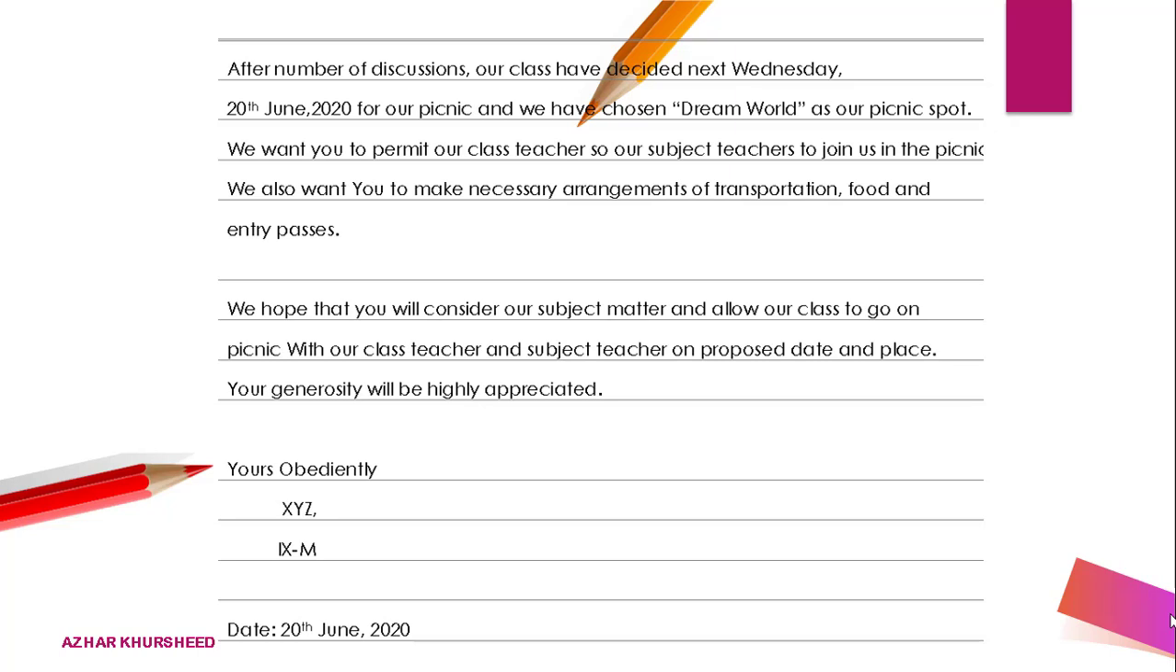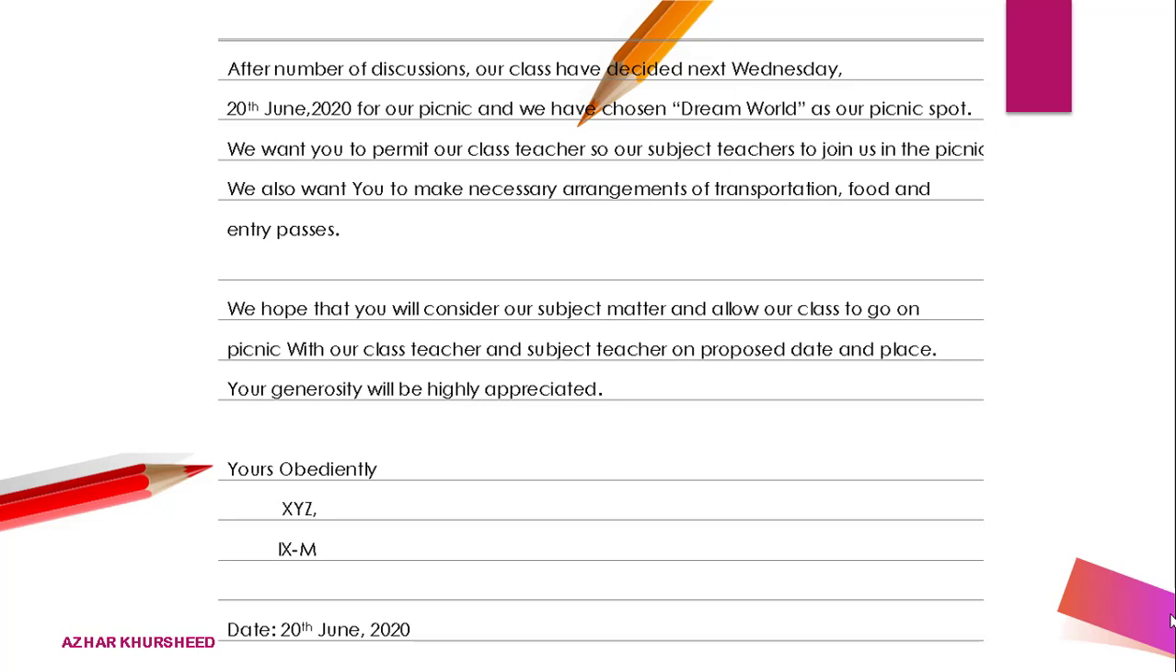We'll skip a line. We hope that you will consider our subject matter and allow our class to go on a picnic with our class teacher and subject teachers on the proposed date and place. Your generosity will be highly appreciated. Skip a line, then write yours obediently, XYZ, 9th M, and then anything you can write over here.